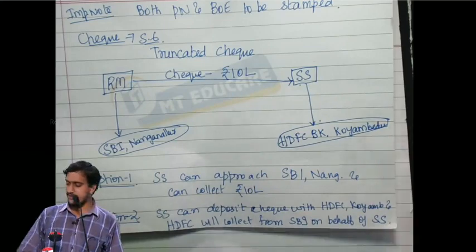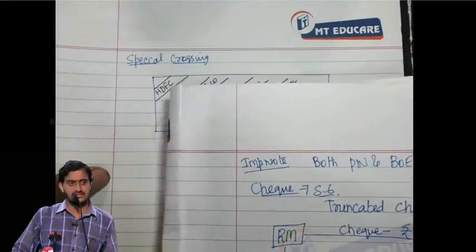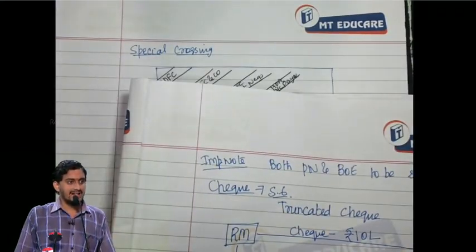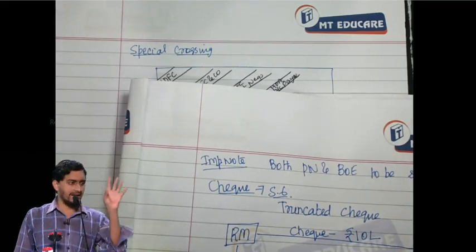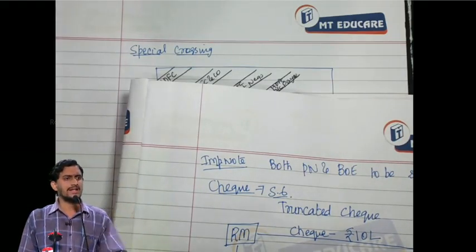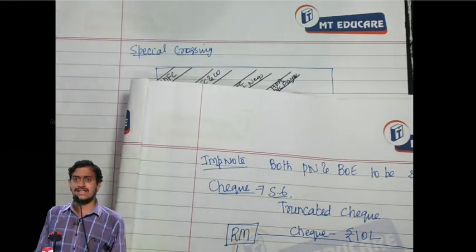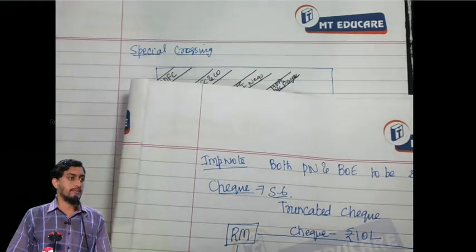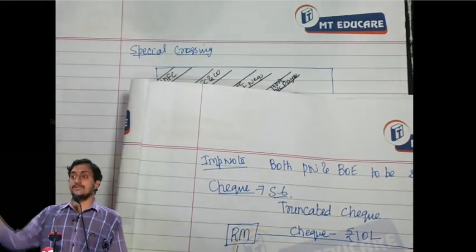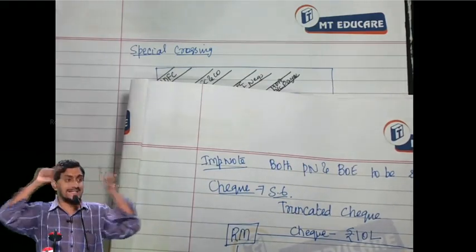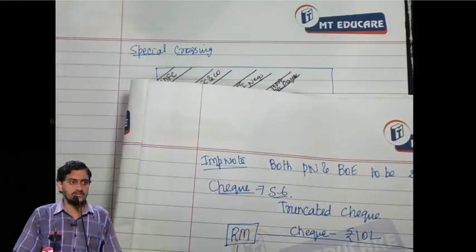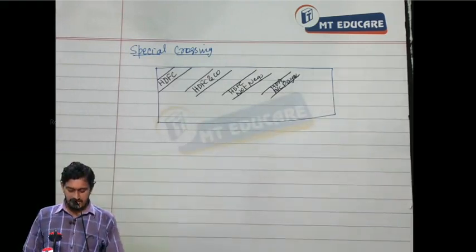Difference between general crossing and special crossing: in a general crossing you can pay it through any banker. It can be ICICI, HDFC, Lakshmi Vilas Bank, Andhra Bank, Karnataka Bank. In a general crossing, I just say pay it through a banker. I am not saying which banker. In a special crossing, I am saying pay it through only this specified banker. This is called special crossing. Now listen. Can I do a special crossing like this?